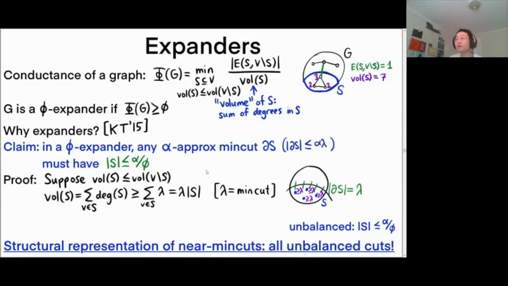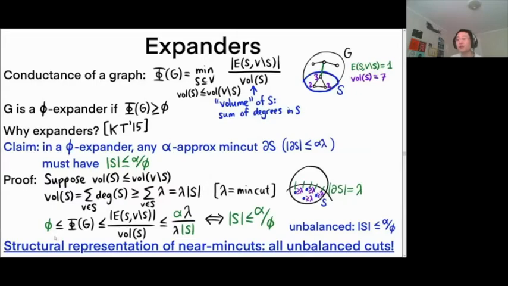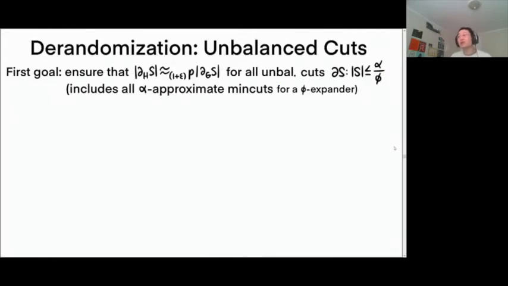And finally, we plug in the expander definition. Phi is at most the conductance, which is at most this expression here. And here, by definition, the number of edges is alpha times lambda, and the volume is at least lambda times S. And then finally, we can rearrange to get our desired bound on S. So this proof essentially captures the intuition of why expanders are useful, why the relation between expanders and mincuts of the graph. So given that insight, how do we build a skeleton of the graph?